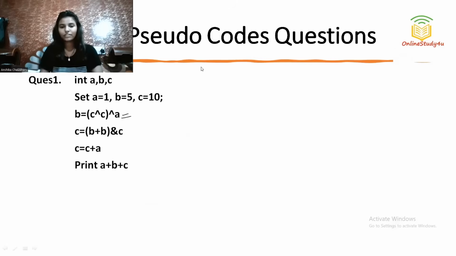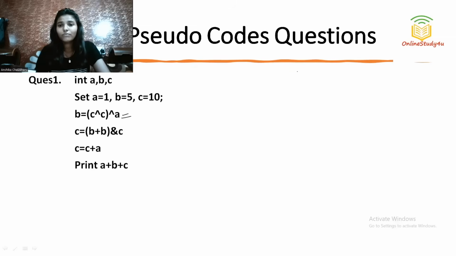So this is the very first question we have to solve. There are some integers having some values, and then we have to perform several operations on these integers. So the values are these. We have to perform the first operation on integer b. So what is the operation? We have to perform the XOR operation.